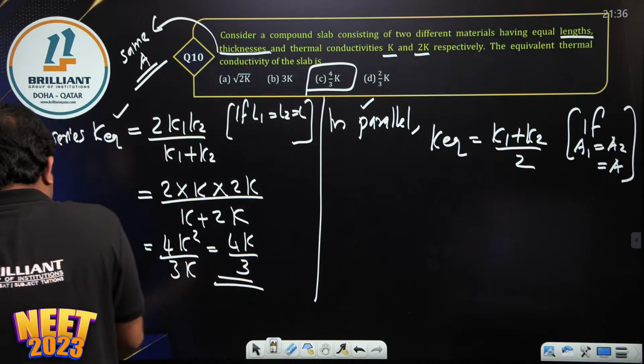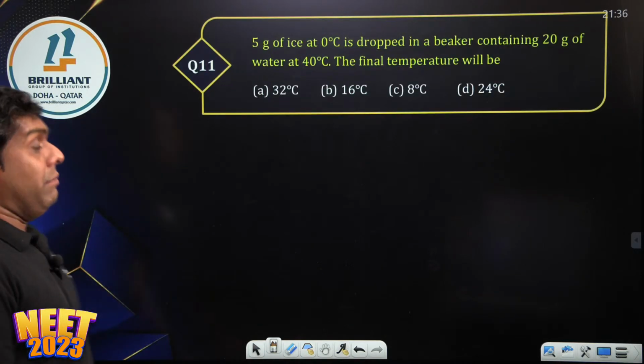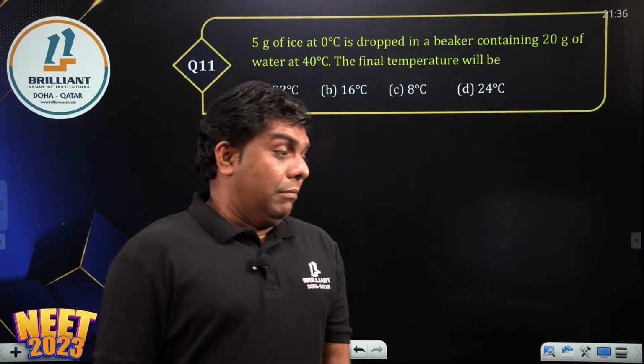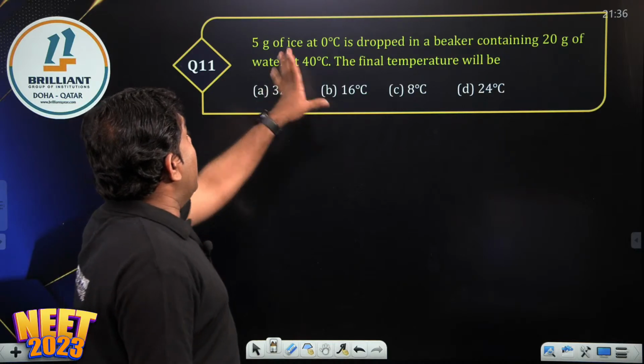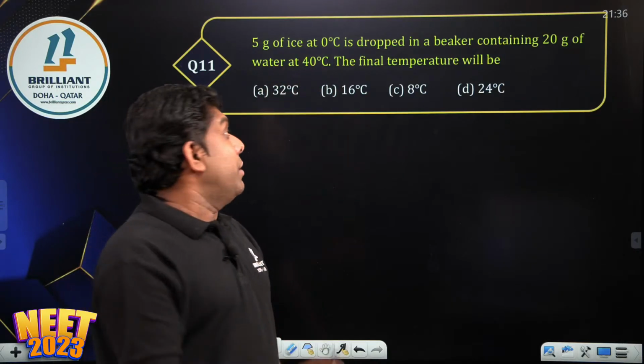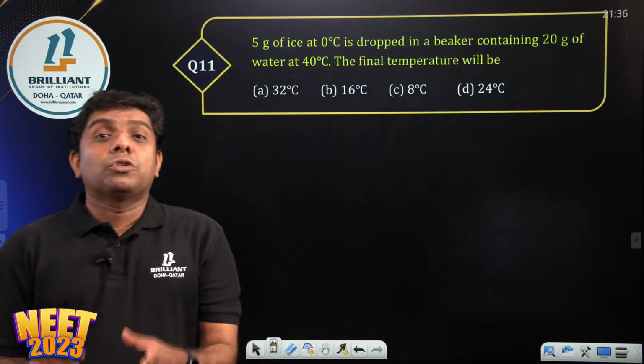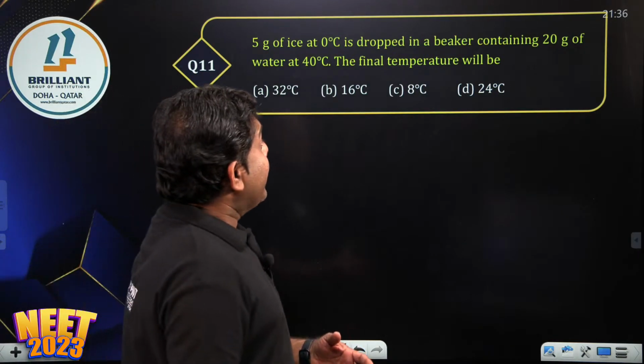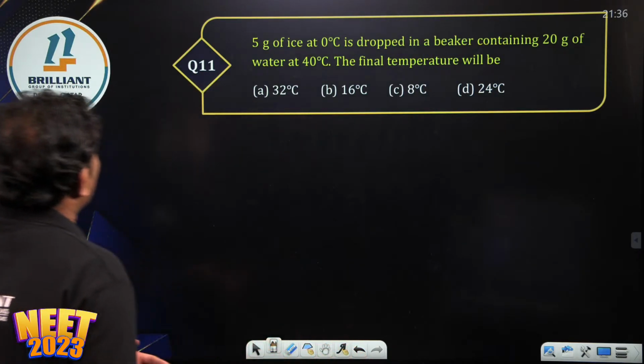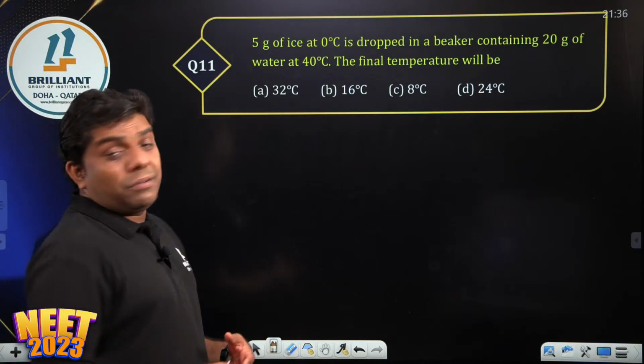Now we are explaining the next question, question 11th. So what is question 11th? Please see, look. 5 gram of ice at 0 degrees Celsius is dropped in a beaker containing 20 gram of water at 40 degrees Celsius.